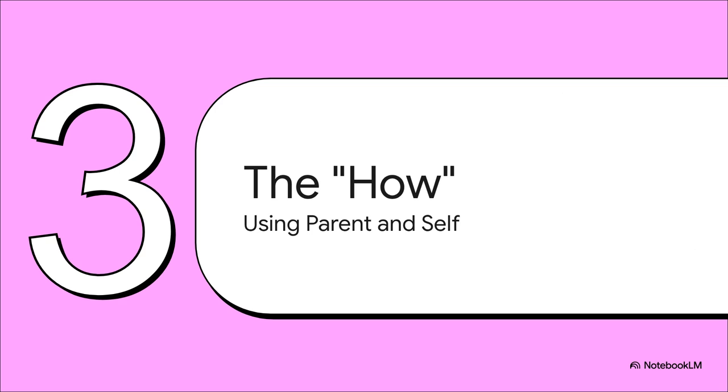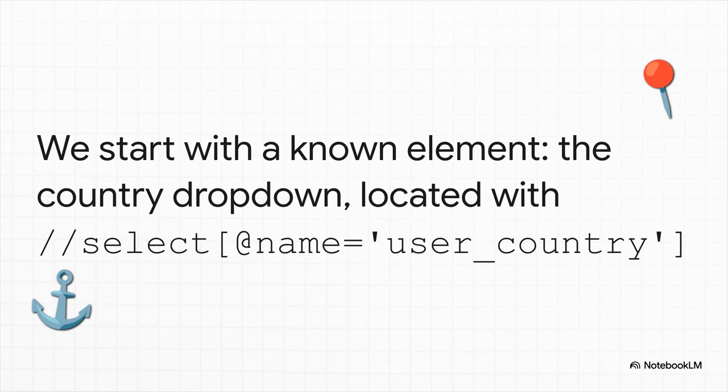All right, enough theory, right? Let's actually see this thing in action. We're going to use a country drop-down menu from a Salesforce developer page. It's a perfect real-world example to play with. Okay, first things first, we need an anchor. We need a stable starting point. So we'll begin by locating the main drop-down element, which thankfully has a unique name attribute, user country. This expression right here finds that select tag perfectly, giving us a solid base to work from.